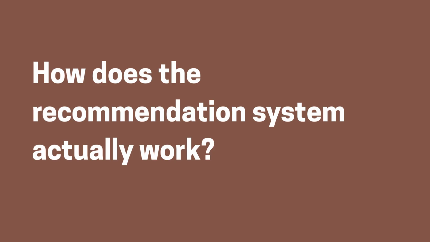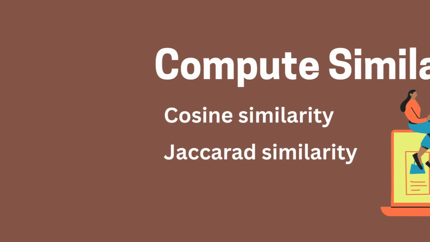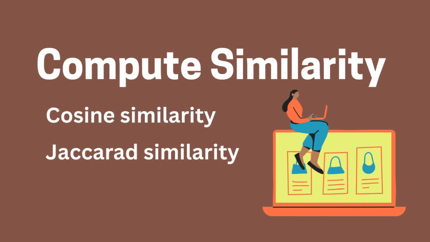The question made me dig into recommendation algorithms and build a small system of my own. This is Sham. I build small systems that explain how real apps think. Let's get started. How does the recommendation system actually work?